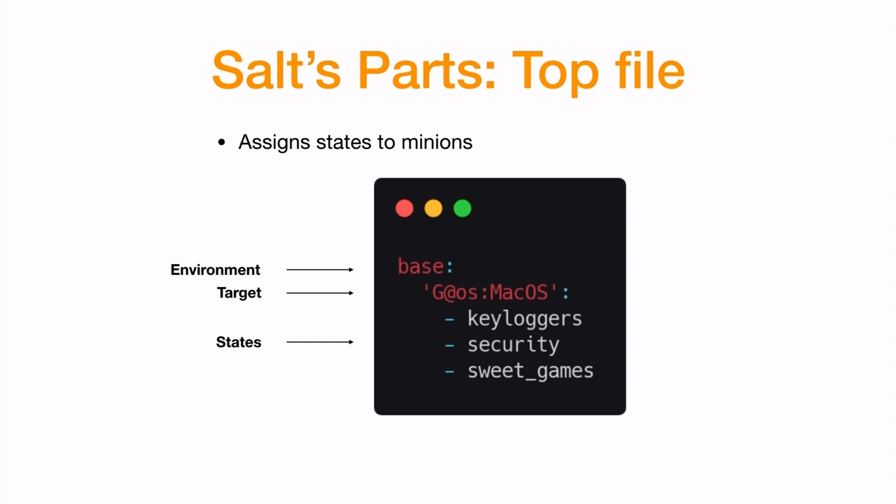The target, in this case, we're just saying we're looking at a grain. We want to target all macOS devices. They're going to get these states: keyloggers, security, sweet games. You can obviously get a lot more in depth with that. You can do it by serial number. You can do it by any grain data that you might have. This is running on the client, so they will process this and apply the states that you think they need.